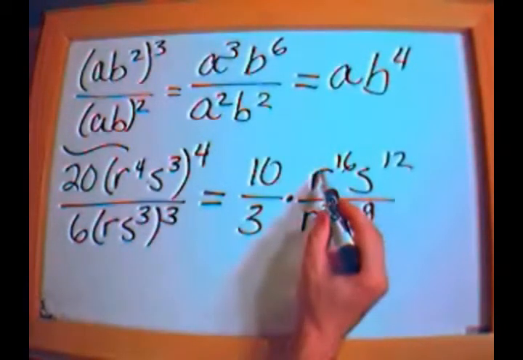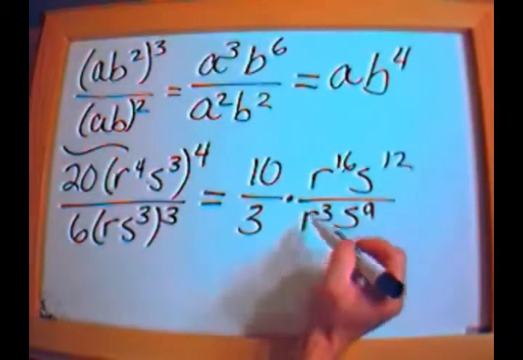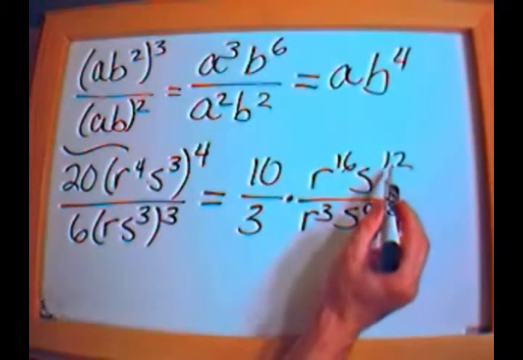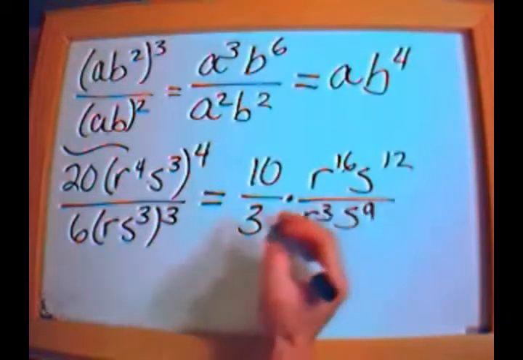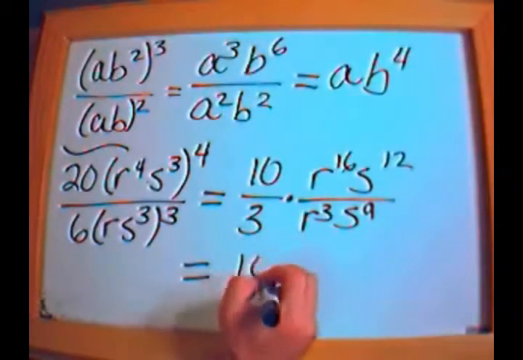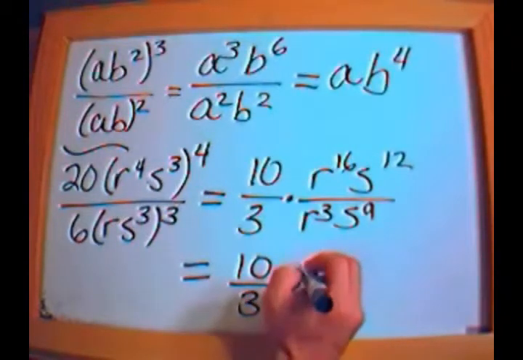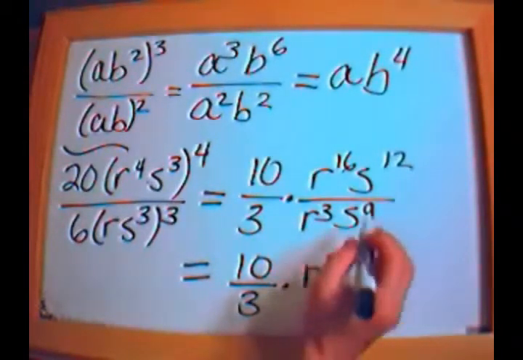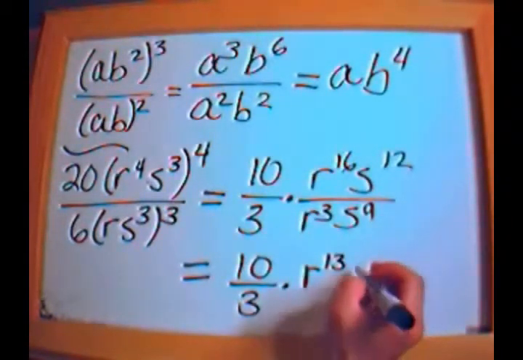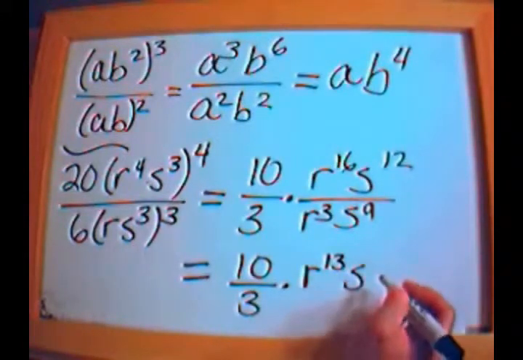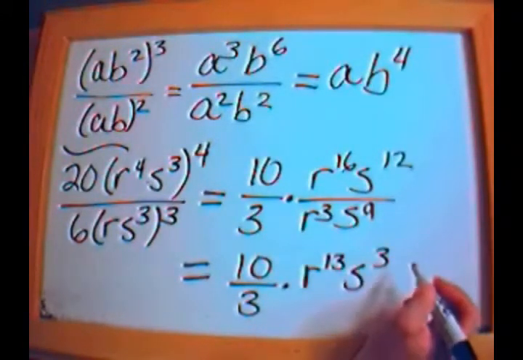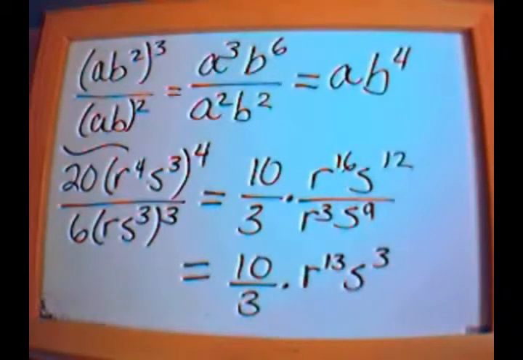Now again, I've got r's on the top, 16 r's in fact, and 3 r's on the bottom, and I've got 12 s's on the top and 9 s's on the bottom, so I can simplify this. I'm going to keep my 10/3 over here just like that, and I'm going to have r to the 13, because 16 minus 3 is 13, times s, and then 12 minus 9 is 3. So I just subtract them. And that is the answer to that.